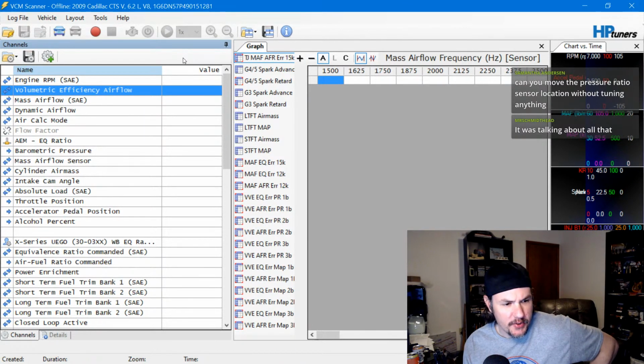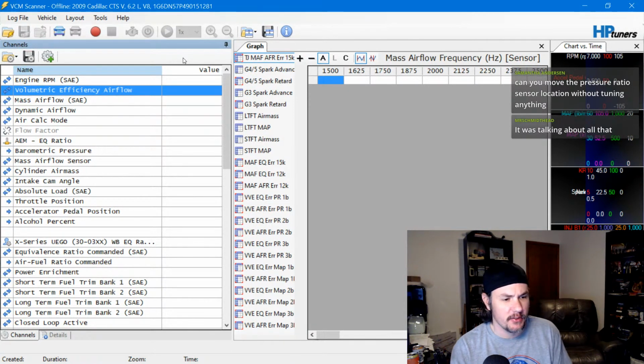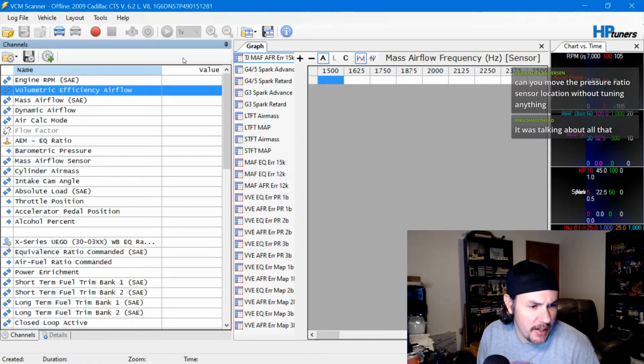Can you move the pressure ratio sensor location without tuning anything? Samantha, are you talking about your barometric one or your manifold air pressure? Theoretically, yeah, you should be able to move it without having to retune.